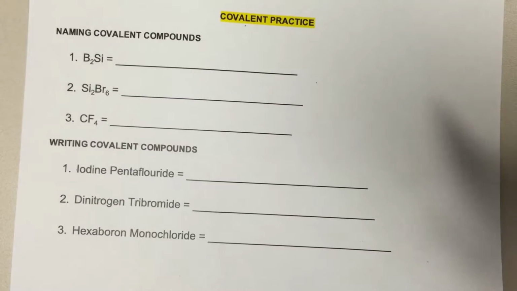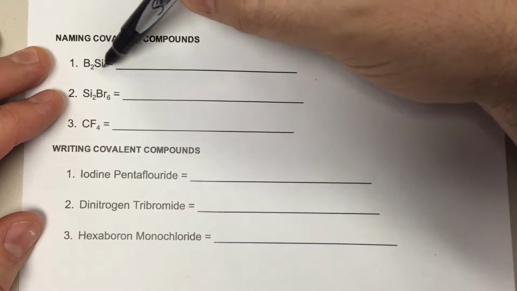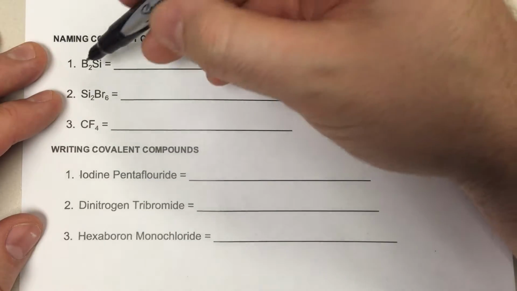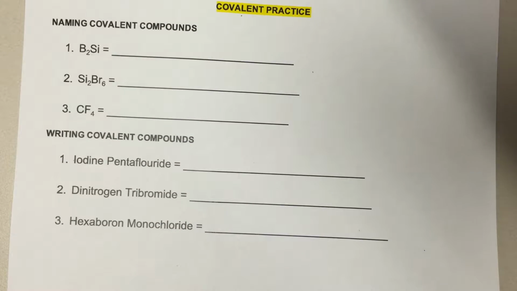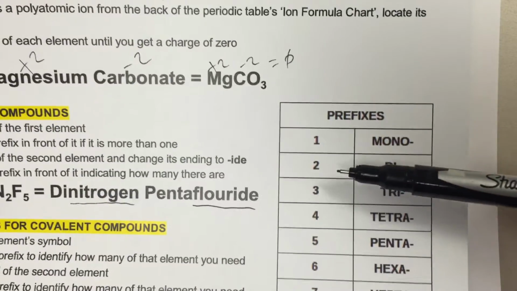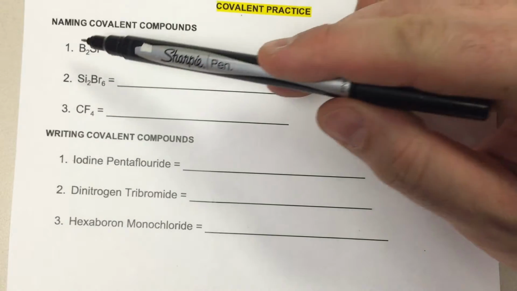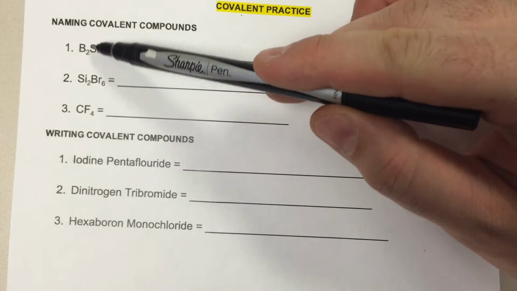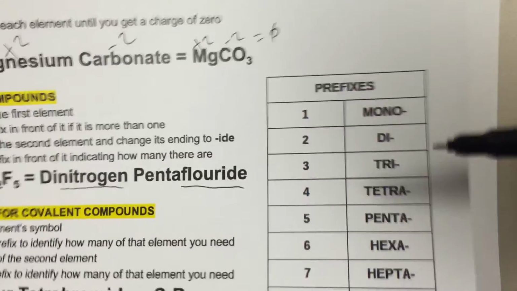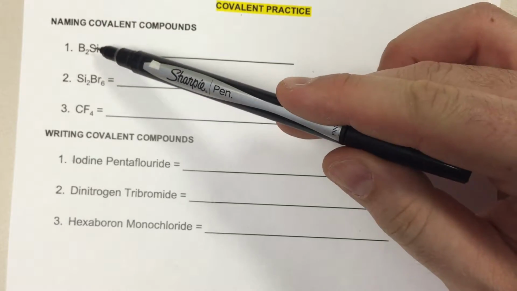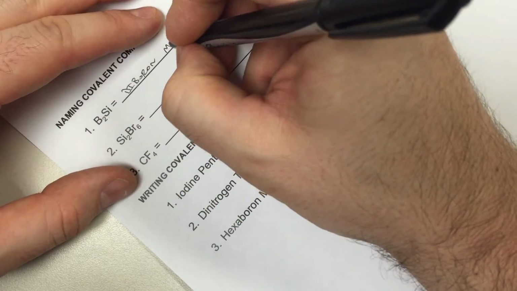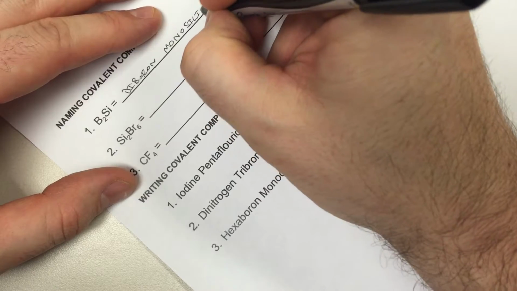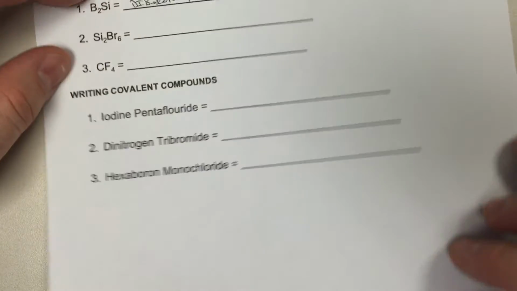Boron and silicon. You're going to follow the same rules in changing the second element to IDE, but now you just write down how many you have. For example, there are two B's. Going back to your prefixes, the prefix for 2 was di. So this is going to be diboron, and there's only one of these, so the prefix for 1 is mono. Monosilicide. Diboron monosilicide.